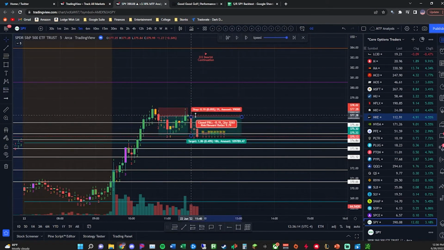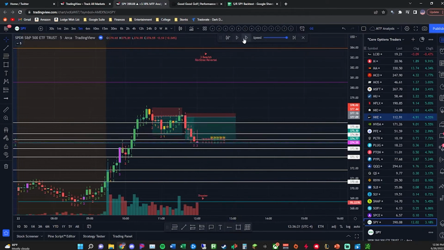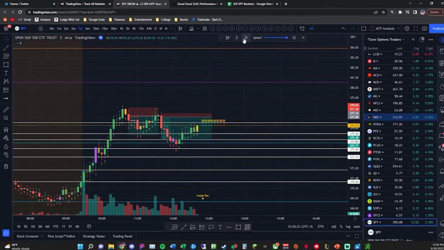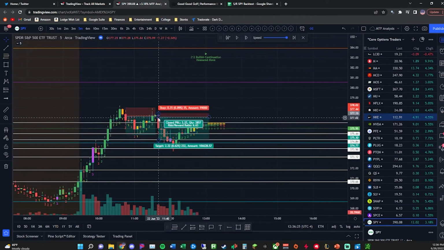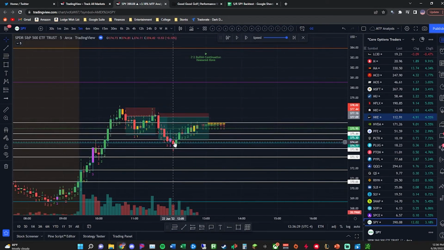There's my entry, there's my stop loss, and we're just smashing the take profits. So this is how you would backtest yourself. You would go in, see exactly when you entered, exactly when you exited. So this play is probably 30 minutes wide and probably a 50% gainer. So that is how you would backtest.